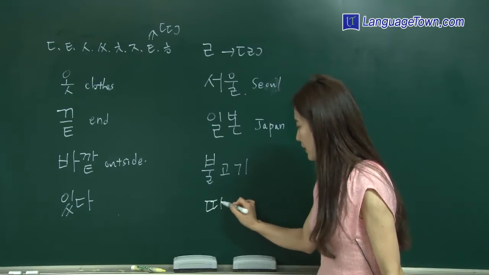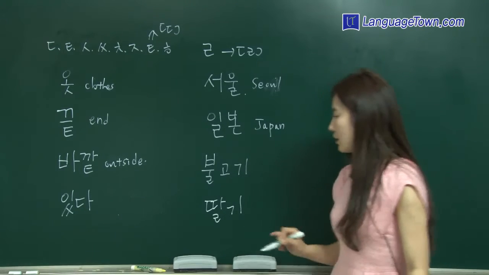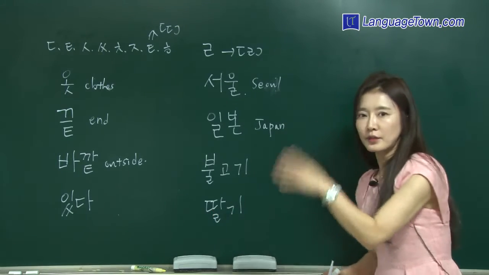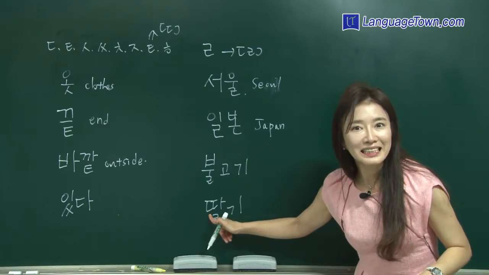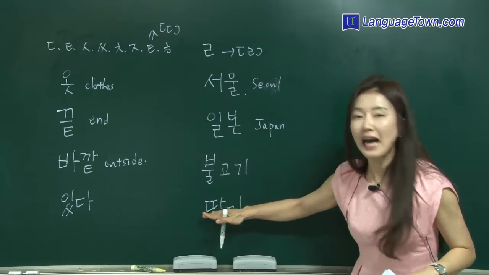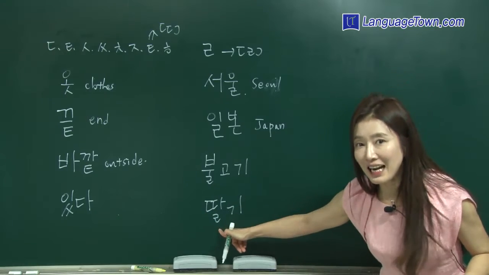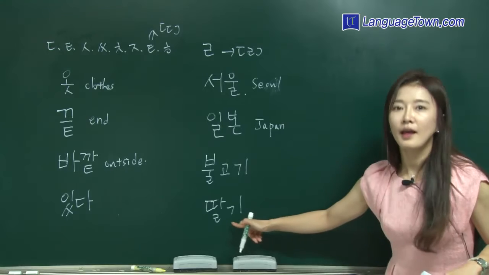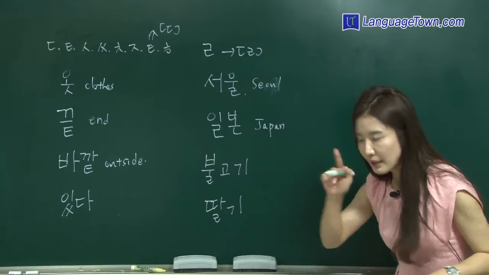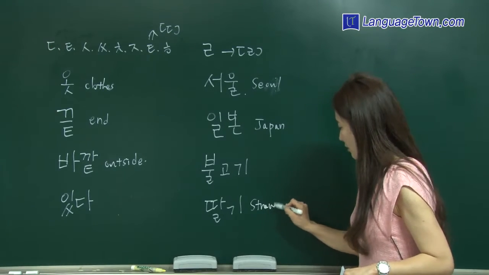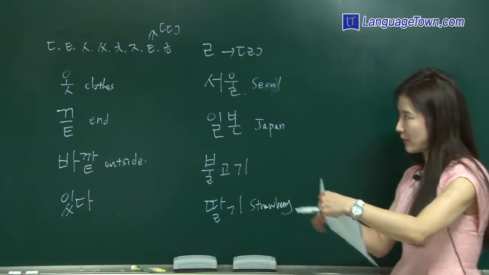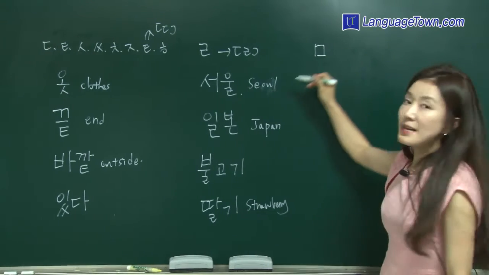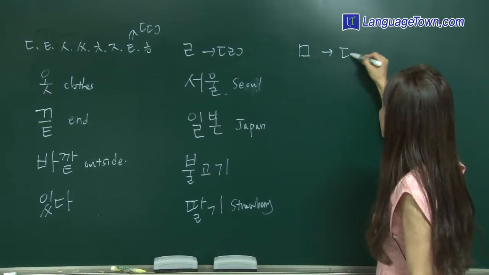Good. And the very last example is my favorite fruit. I know it's not easy to pronounce, but yes, so 딸기 is a strawberry. Excellent, very good. And the ㅁ sound is also 받침.